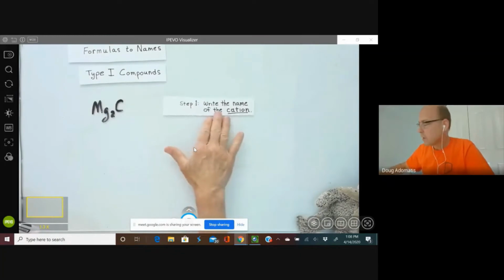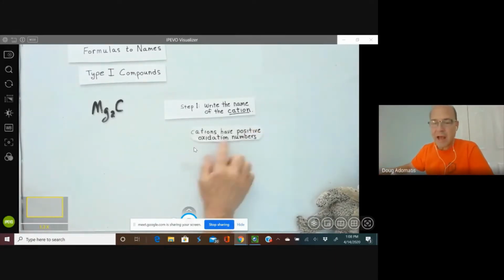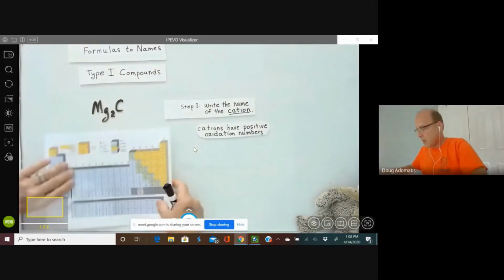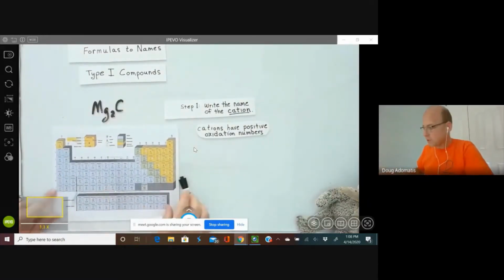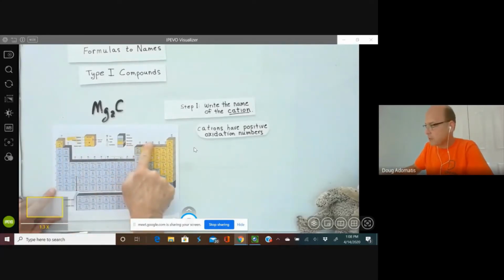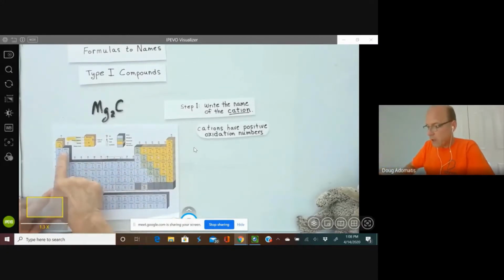Step 1, write the name of the cation. Well, I would, Mr. A, but I have no idea what a cation is. Well, cations have positive oxidation numbers. So let's go back to my periodic table. You should have a sheet somewhere in your notes where you have written the oxidation numbers across the top of the periodic table. In that table, you would have written the oxidation number for all group 1 elements as a +1. The oxidation number for all group 2 elements is a +2.